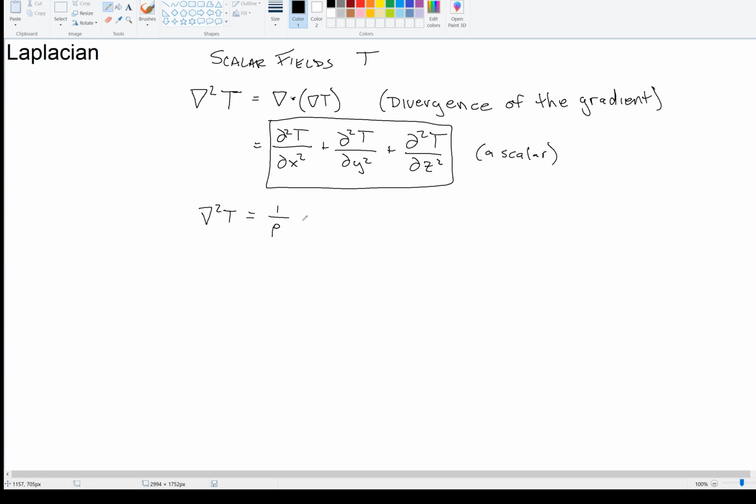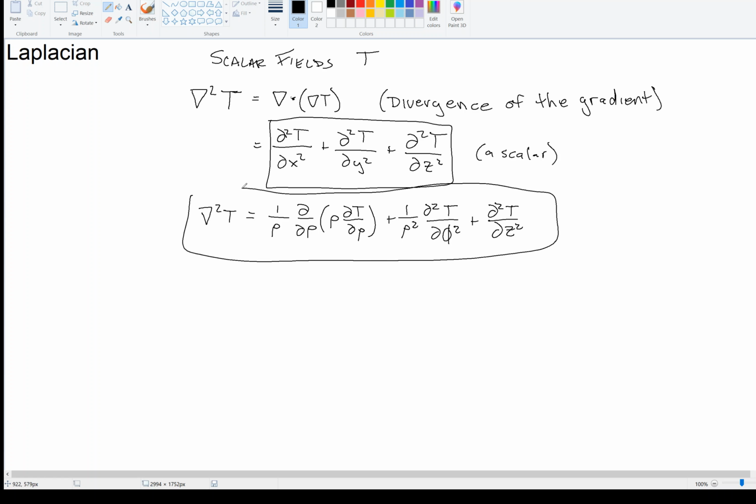This would be 1 over rho, the partial with respect to rho of rho times the partial of T with respect to rho, plus 1 over rho squared. And it's rho squared now because we're taking two partials. The second derivative of T with respect to phi, and then unsurprisingly it's just what you would expect for z, because the z doesn't change from Cartesian to cylindrical. So this is in cylindrical coordinates.